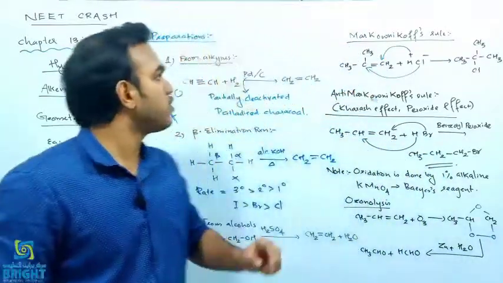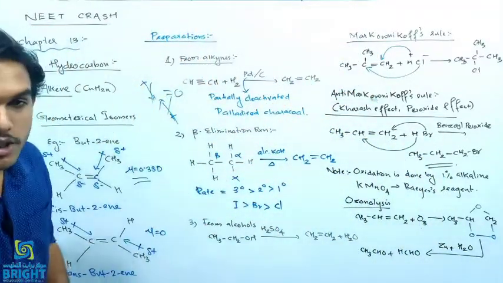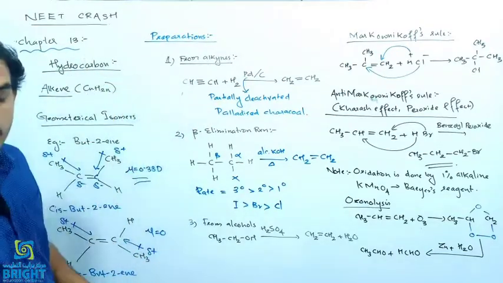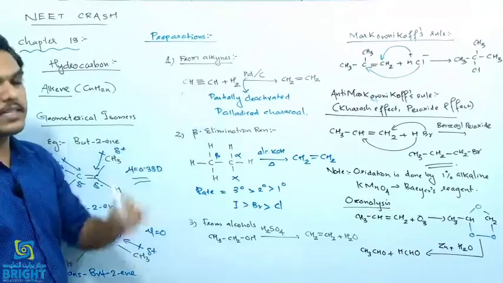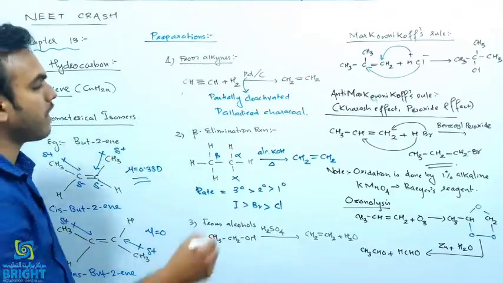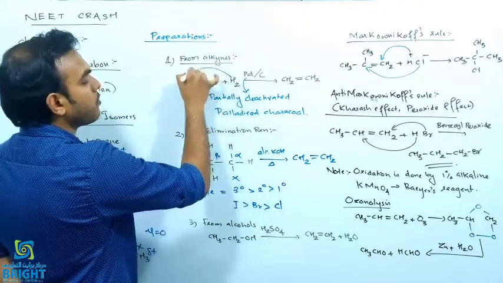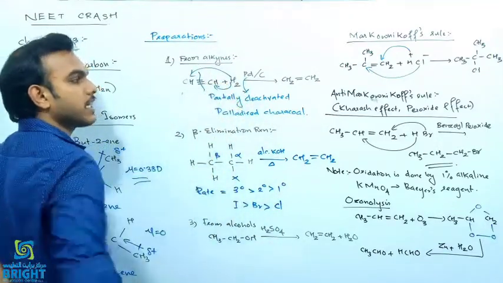So what's the next condition? We are going to explain the preparations. In this preparation, we are starting from alkynes, that is if it is CH3-C≡CH reacting with hydrogen, this triple bond breaks, one hydrogen will come to the first carbon and the second hydrogen will come to the second carbon.